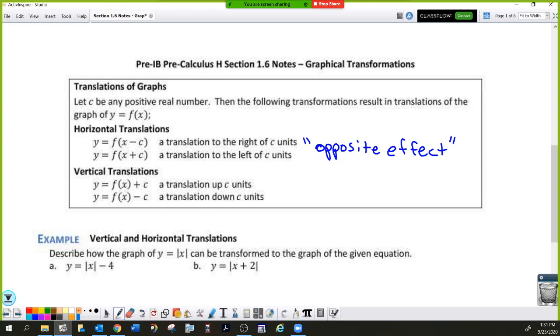However, vertical translations, shifting up and down, hopefully you can see that plus or minus c is happening on the outside of the function notation. It's outside of the parentheses.